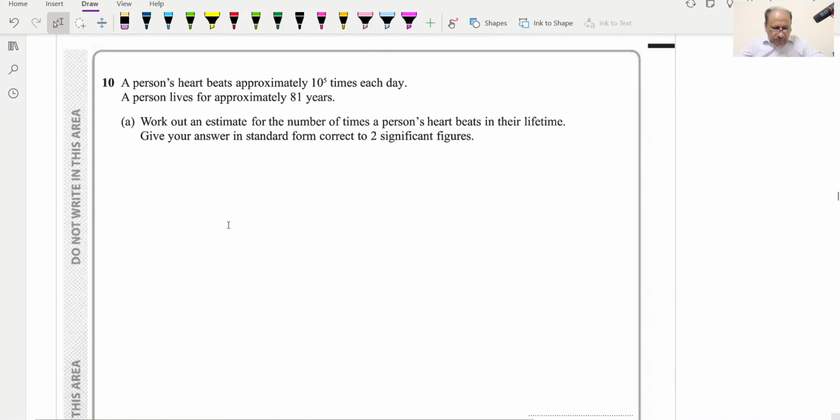Hopefully you understood this. Now, next question, question number 10 says a person's heart beats approximately 10 raised to 5 times each day. A person lives for approximately 81 years. Work out an estimate for the number of times a person's heart beats in their lifetime. Give your answer in standard form, correct to two significant figures.